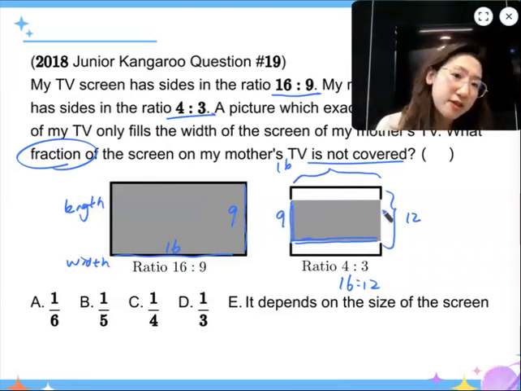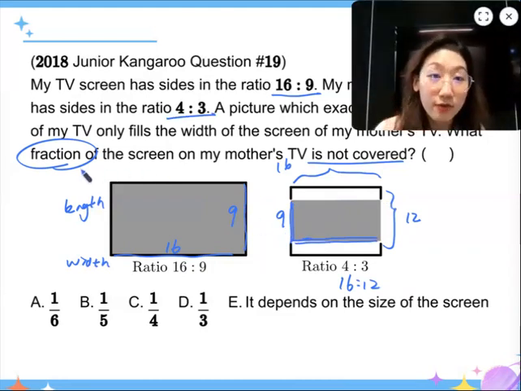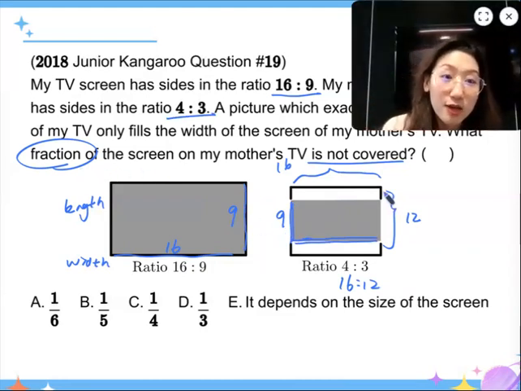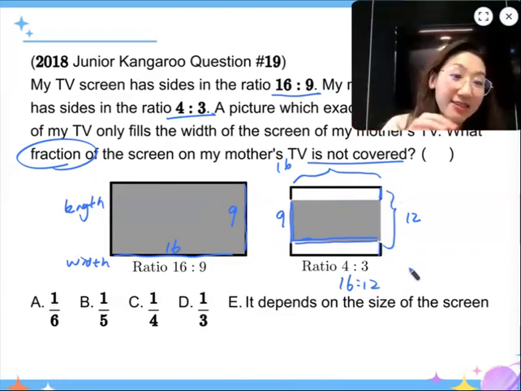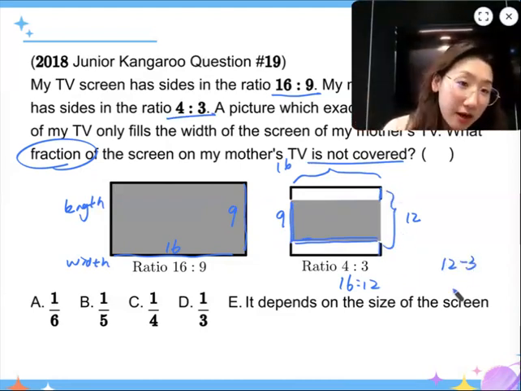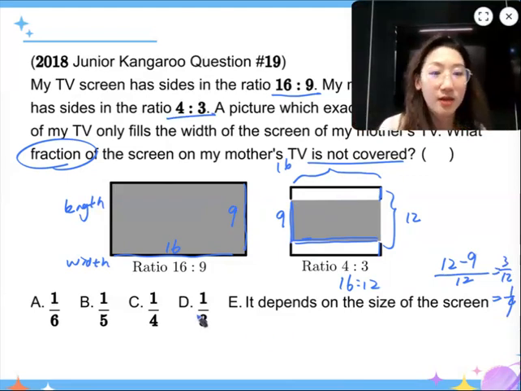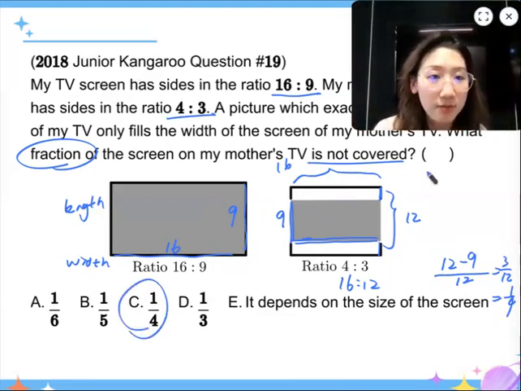So if this fits perfectly, if you want to find out the fraction that's not covered, you can just do the length that's not covered over the total. That would be 12 minus 9, which is 3, over the total. And that will give you 3 over 12, and that is a quarter. So for this question, it's a quarter that's not covered.